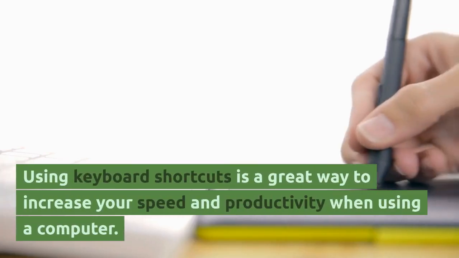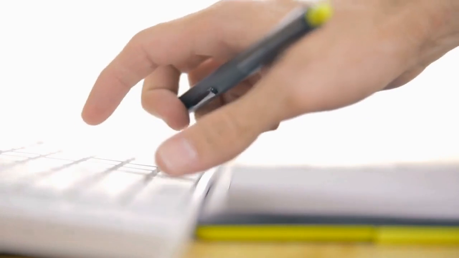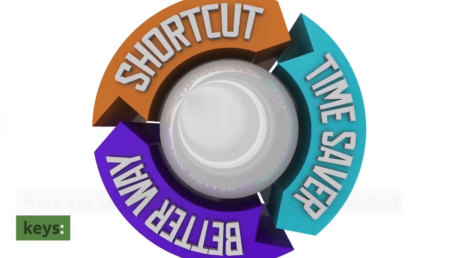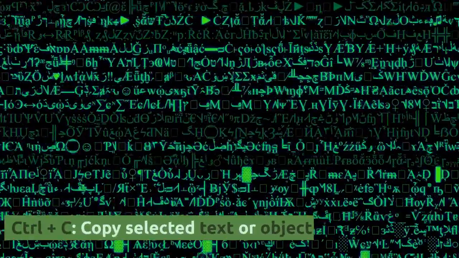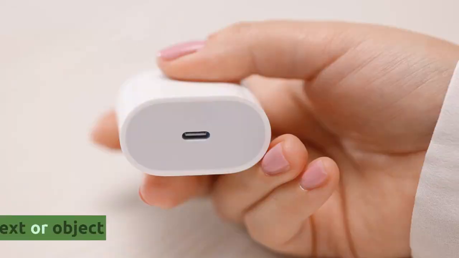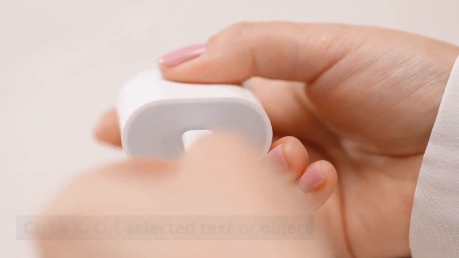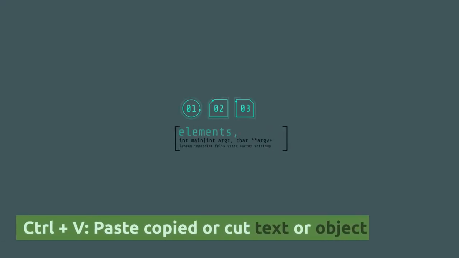Using keyboard shortcuts is a great way to increase your speed and productivity when using a computer. Here are some of the most important shortcut keys. Ctrl+C, copy selected text or object. Ctrl+X, cut selected text or object. Ctrl+V, paste copied or cut text or object.